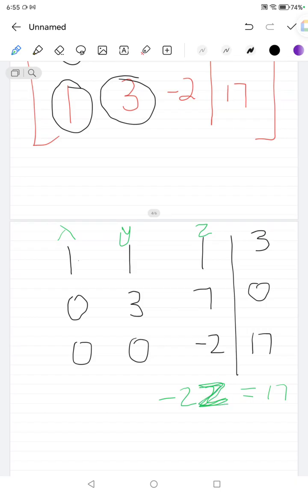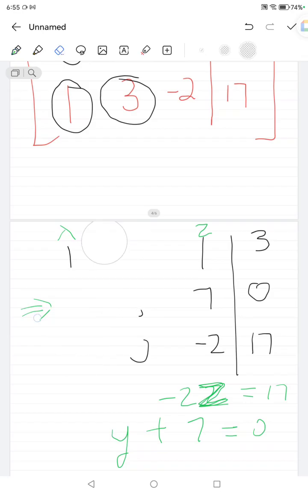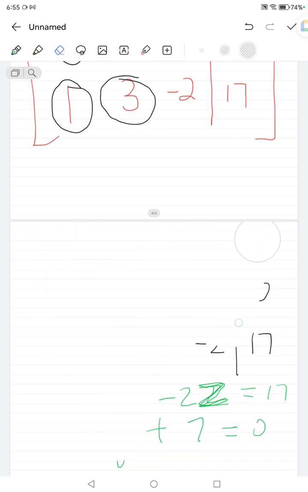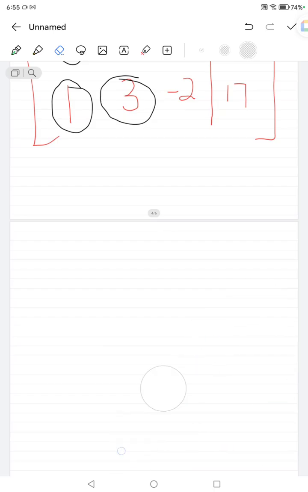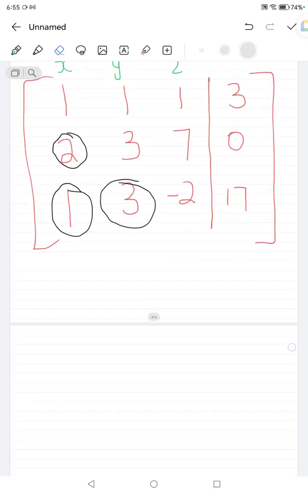Then when you come to the second step, which is this side, you're going to have y plus z, y plus 7, which is equal to 0. But you'll see as we get there, I don't want to confuse you with these ones. Let's just solve it step by step. I just wanted to explain how the entire process goes.